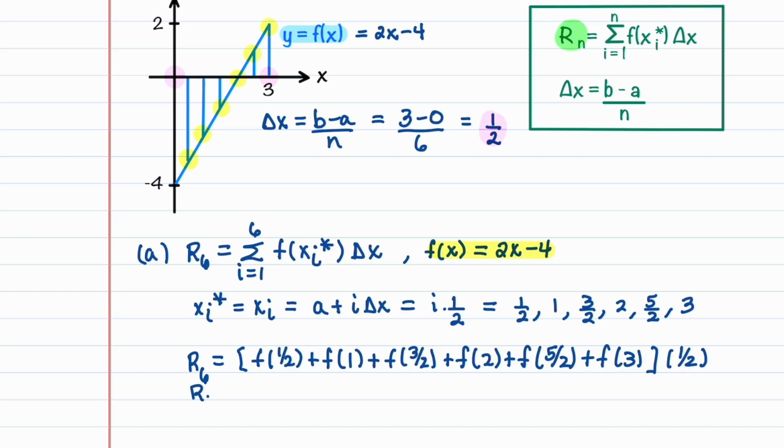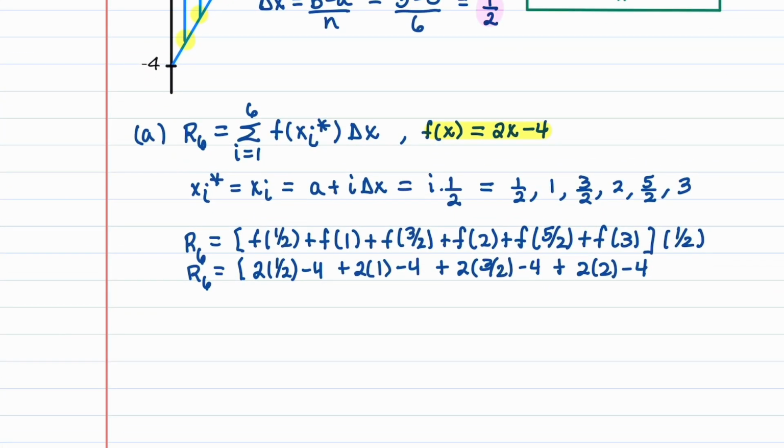This gives us R sub 6 is equal to 2 times 1/2 minus 4, plus 2 times 1 minus 4, plus 2 times 3/2 minus 4, plus 2 times 2 minus 4. And then our next one is 2 times 5/2 minus 4, plus 2 times 3 minus 4. And then all of that is multiplied by 1/2. Now let's add all of this up.